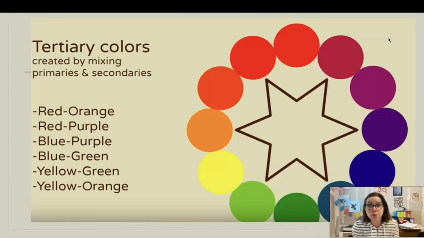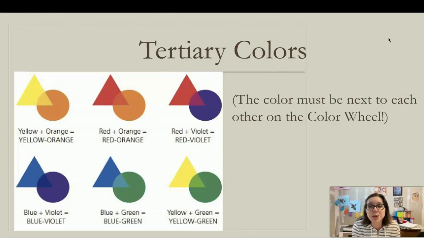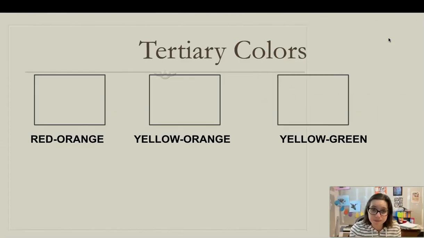Red-orange is mixing red and orange together. Yellow-green is mixing yellow and green together. Blue-green, which is like a turquoise or a teal, is mixing blue and green together. However, the colors must be next to each other on the color wheel. That's what makes them tertiary colors.